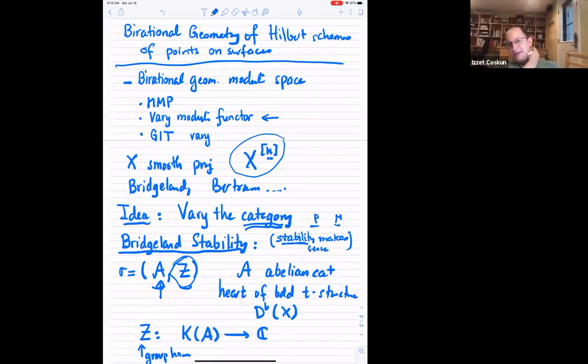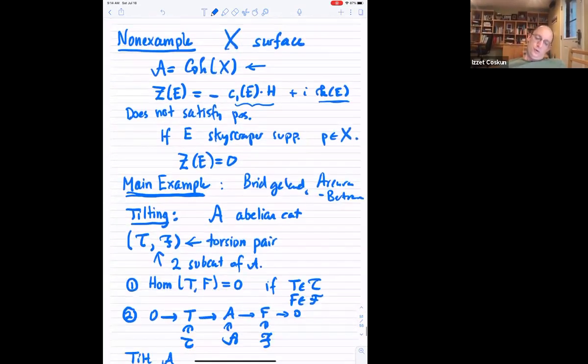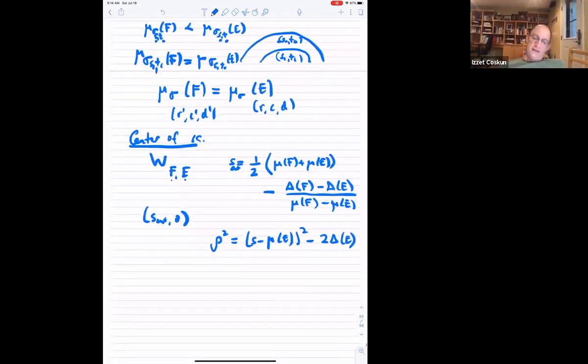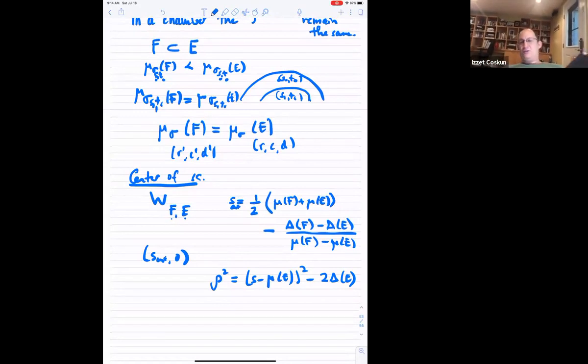If you start with something like the Hilbert scheme of points, it's not at all obvious what it means to vary the moduli functor. And the idea coming from Bridgeland and Aaron Bertram and company was that we could maybe vary the underlying category, and Bridgeland stability allows you to do that. And you get these other moduli spaces that are often birational to the one that you started with.